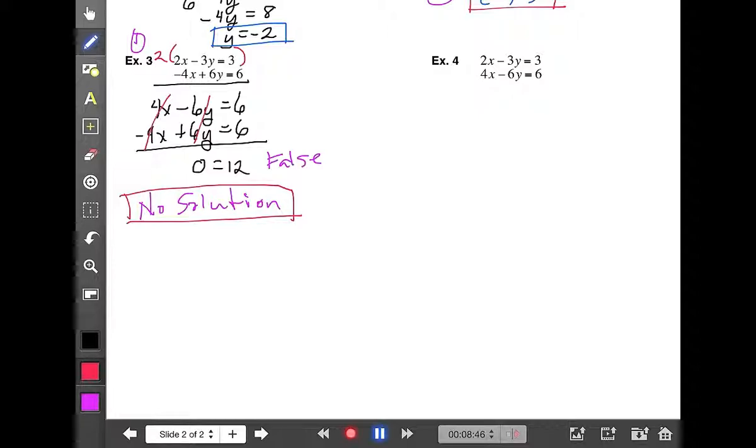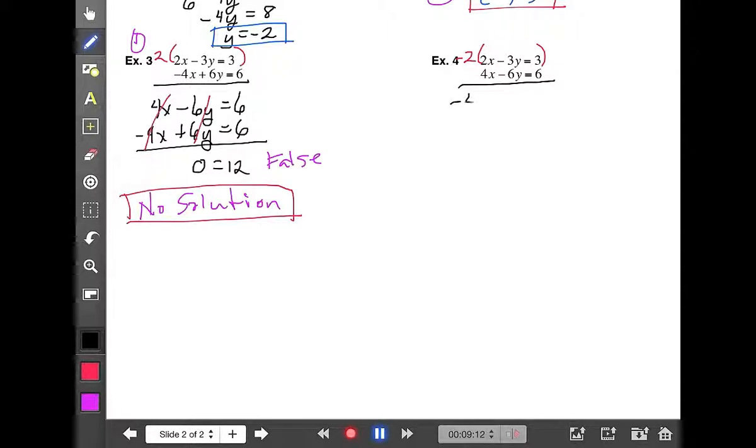So example 4 is very similar. If we were to eliminate the x's, we would have to make them into 4. So what would we multiply the top by? Not 2. -2, and these would be 6's, and we would also have to multiply that top by a -2 as well. So on this one, instead of multiplying by 2, we're going to multiply by -2. And let's see what that does for us.